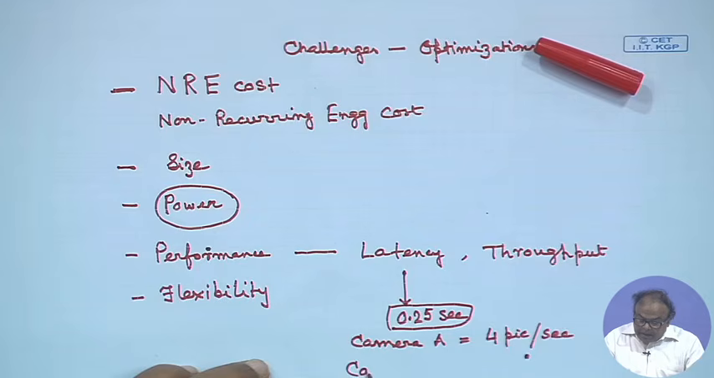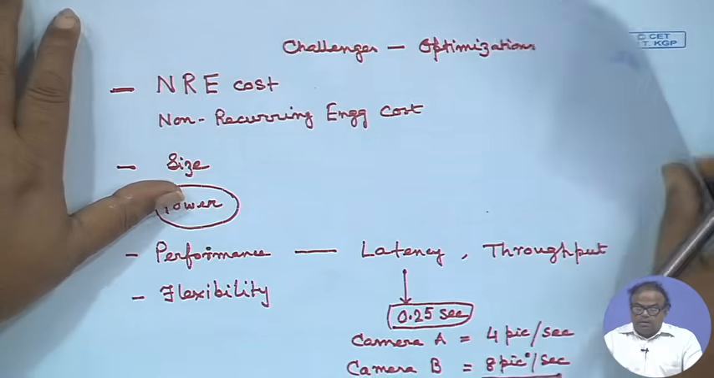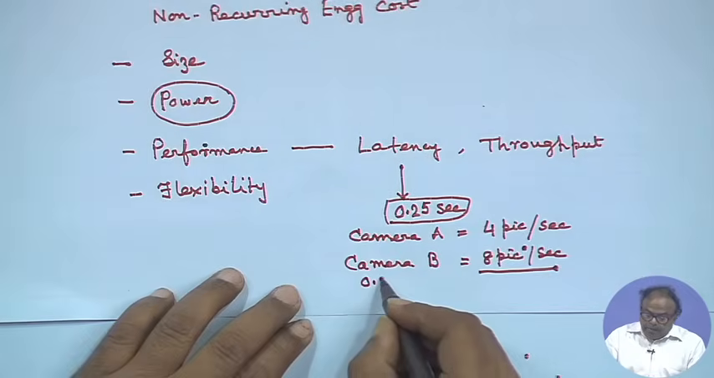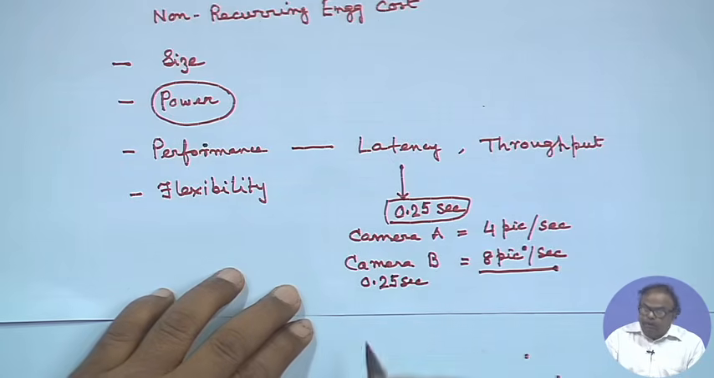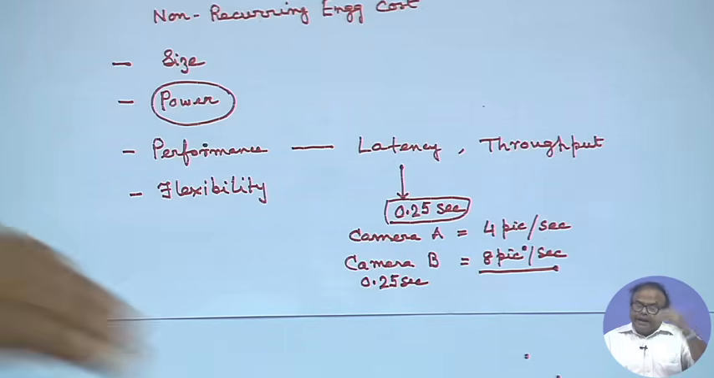Now, there can be another camera B which has got the same latency, but it can take 8 pictures per second. How is it possible? So, this is the throughput and this is the latency. I said that camera B also has the latency of 0.25 seconds, right. So, the camera B takes a picture.